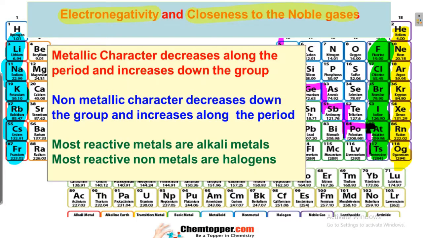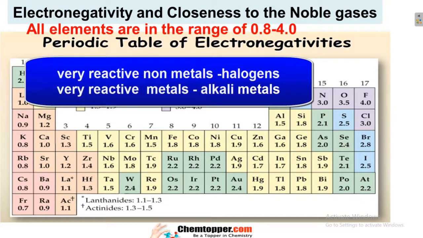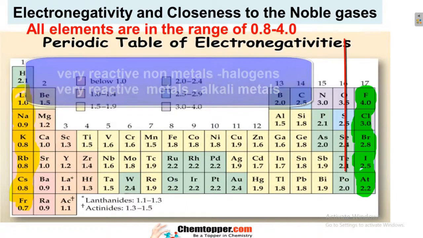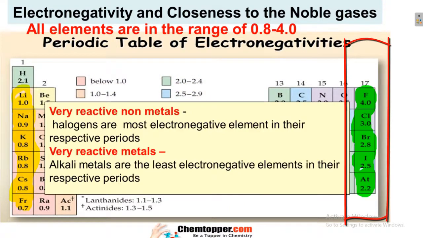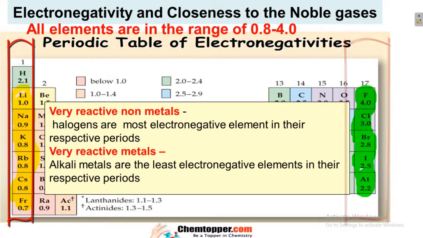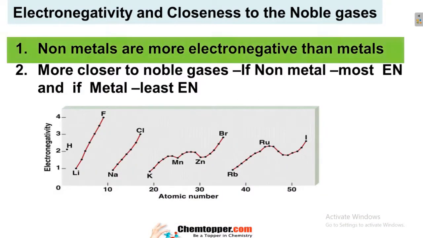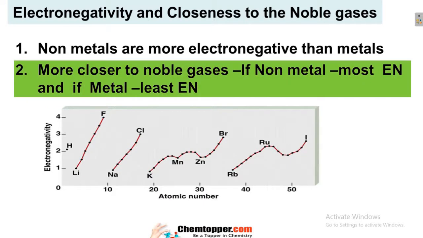Very reactive nonmetals, halogens, and very reactive metals, alkali metals, are closest to the noble gases. But halogens are most electronegative in their respective periods, and alkali metals are least electronegative in their respective periods. So in general, we can say non-metals are more electronegative than metals. Non-metals closer to the noble gases are the most electronegative. Metals closest to the noble gases are the least electronegative.